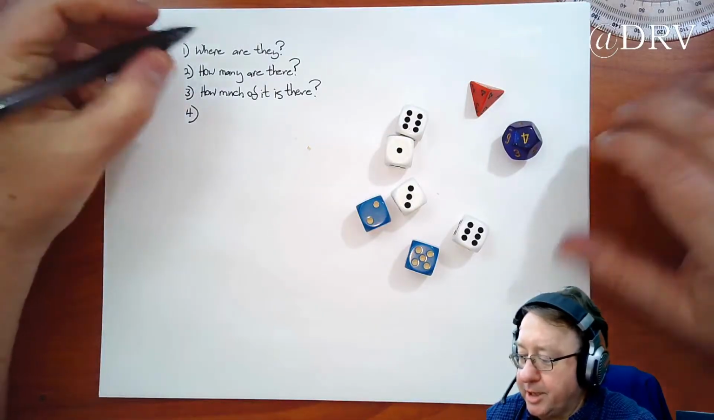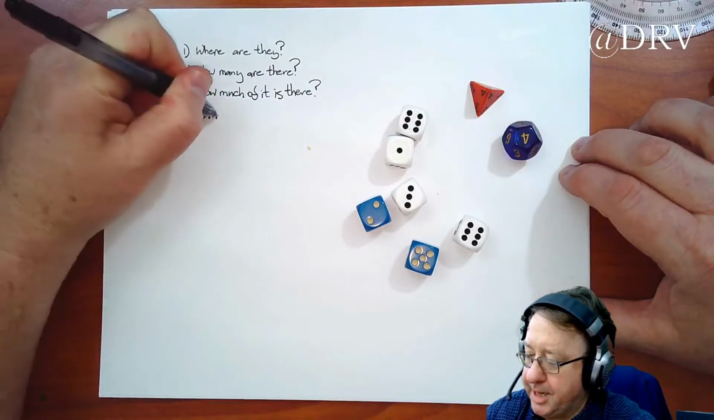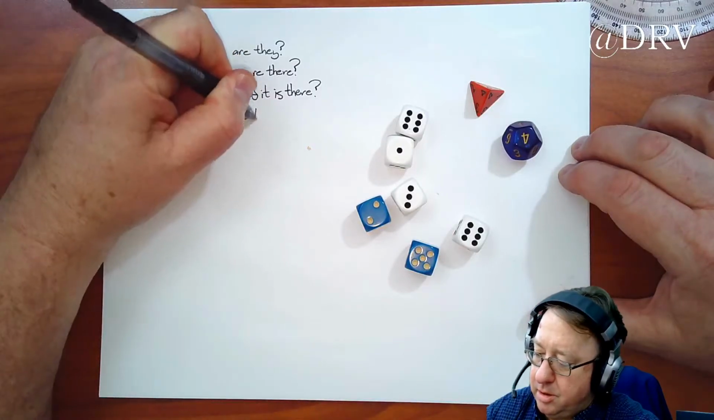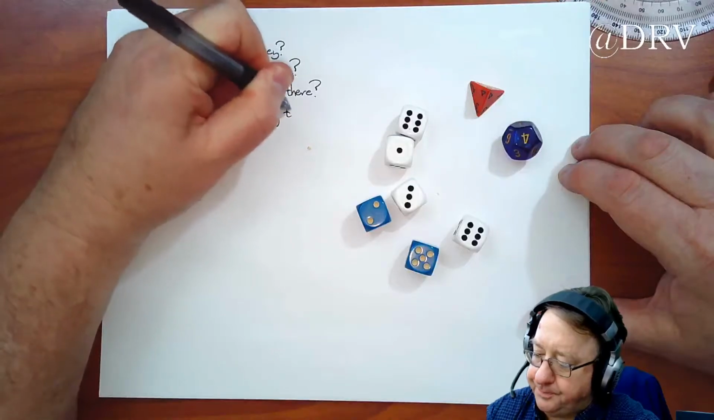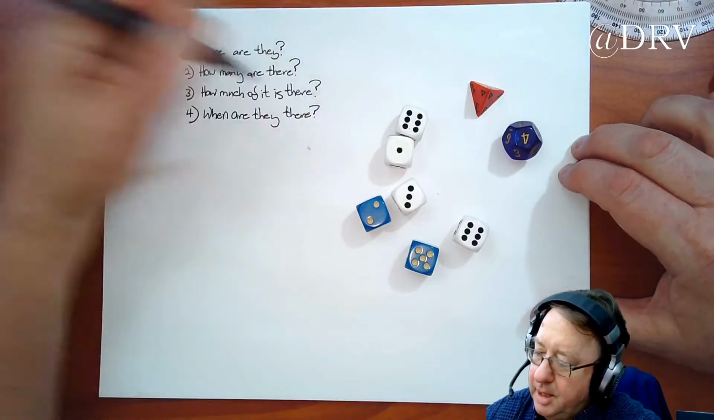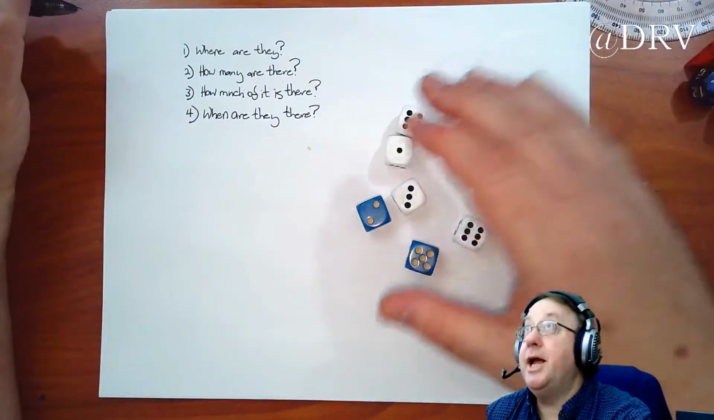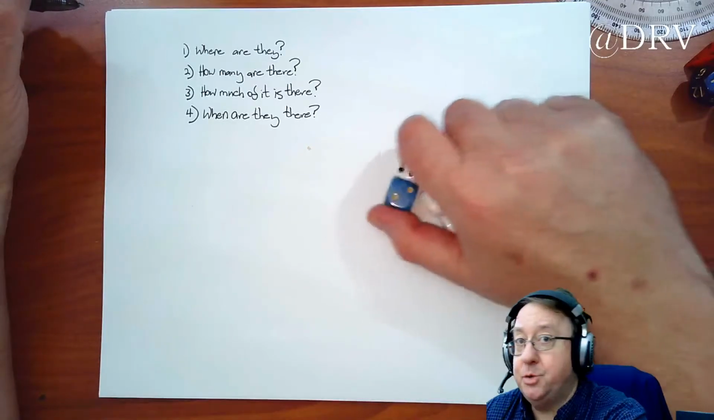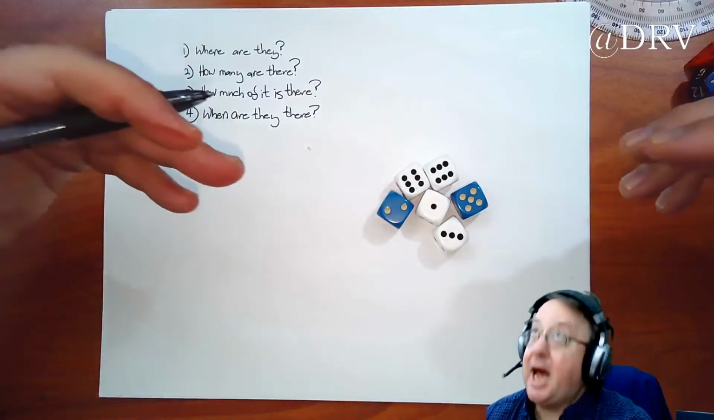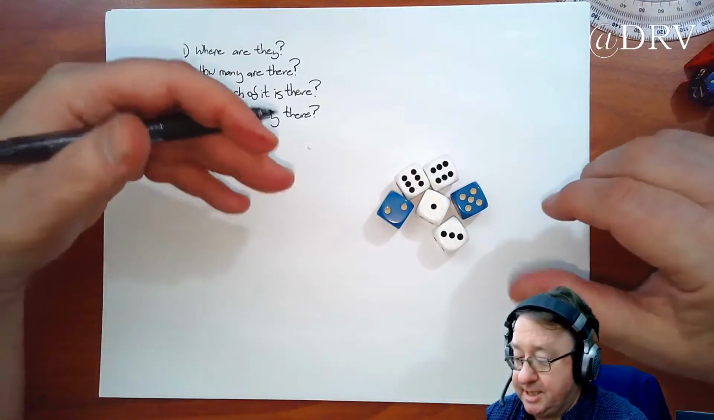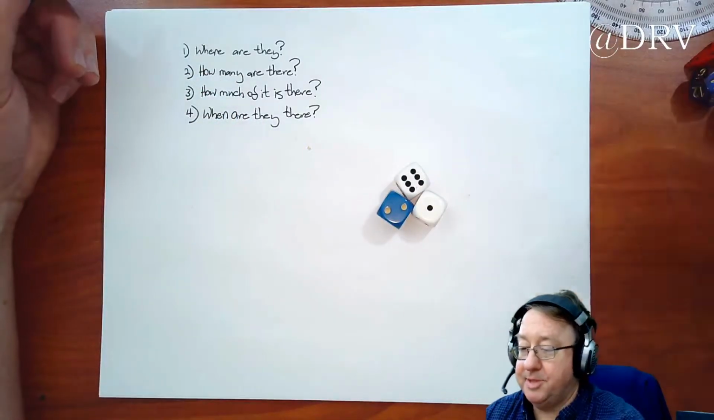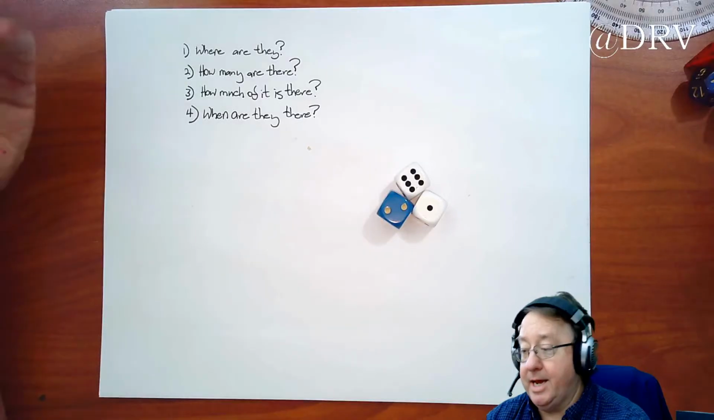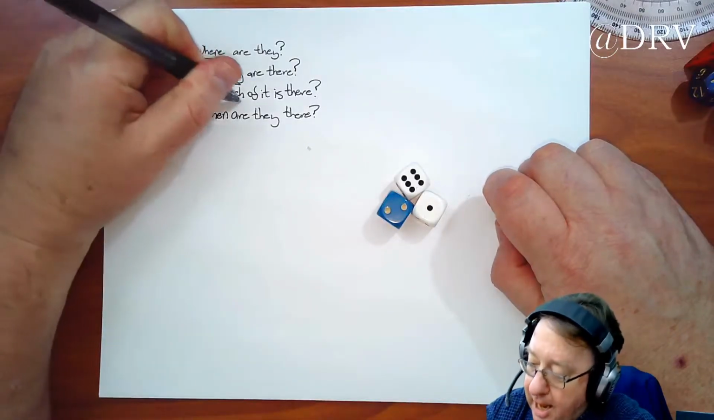The really good question that almost no one guesses is, when are they there? Right now, 6:45 p.m., April 20th, 2020. That's when they are. Because at 6:46 and 10 seconds, there are 6 there. A couple seconds later, there are only 3. So there's the quantity of when. So where, how many, how much, and when.